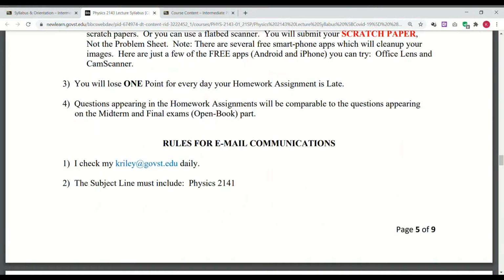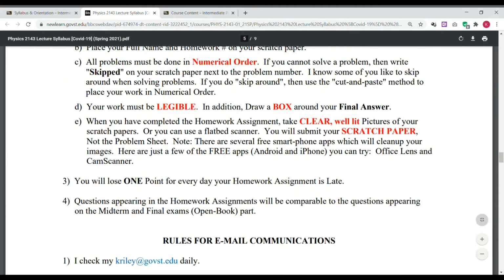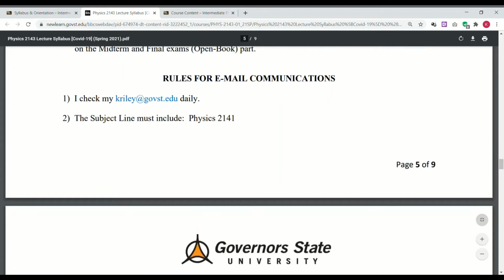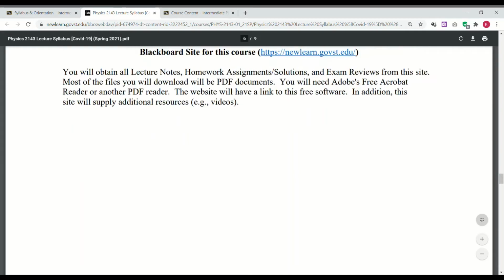And we're going here, and I'd just like you to read this section about rules for homework assignment so you get an idea of what's important here. Once again, here's how you can contact me, so if you have any questions or anything like that. Oh, by the way, I just realized this should have physics 2143. I forgot to change that. Okay.